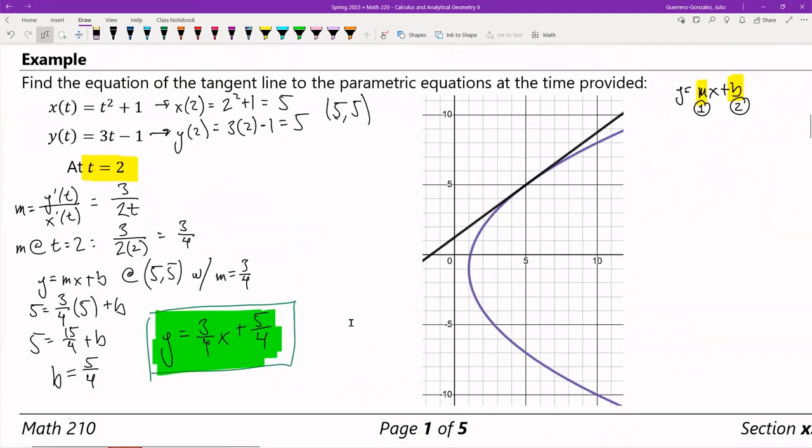There it is. So my y equals mx plus b, this line right here, is in fact tangent to my purple parametric curve.